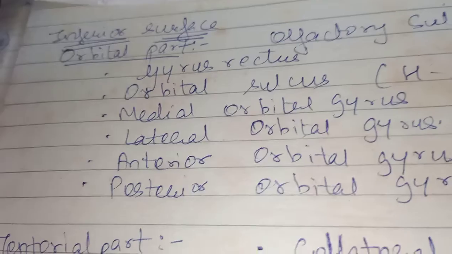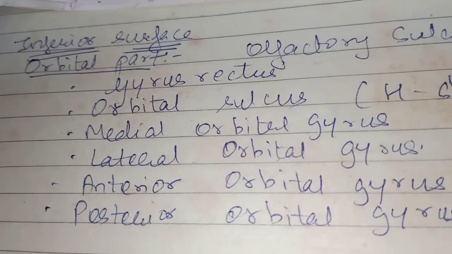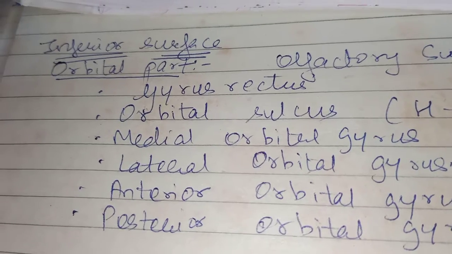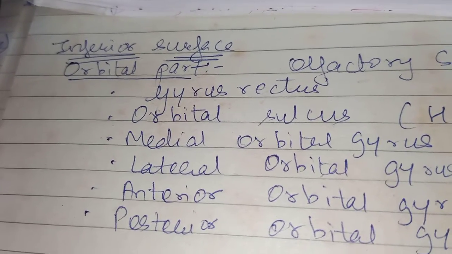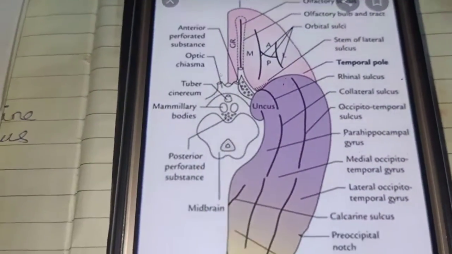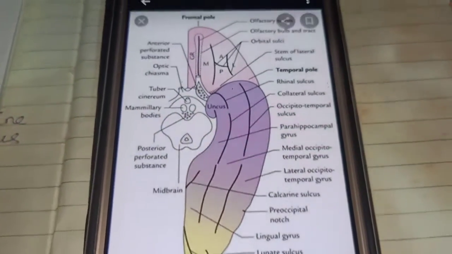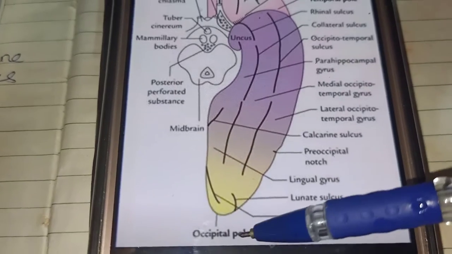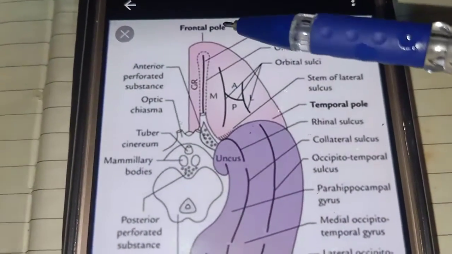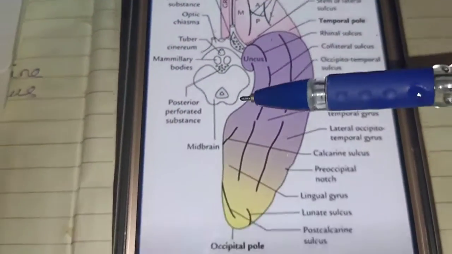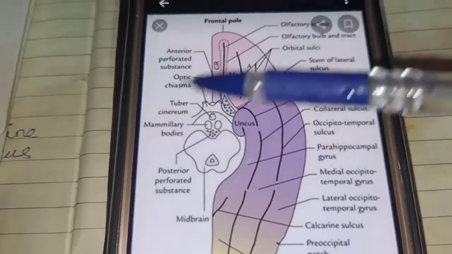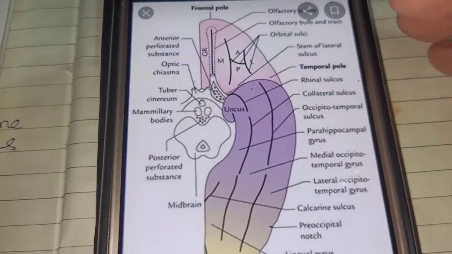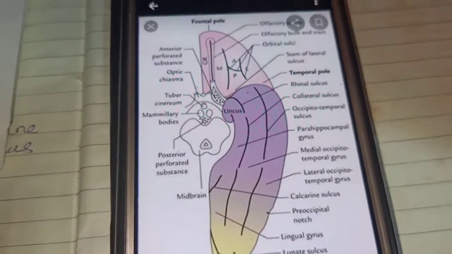So this is the inferior surface, and there are sulci and gyri present on it. Now this is the view of the inferior surface. This is the frontal pole and this is the occipital pole. There are three poles: the frontal pole, the occipital pole and the temporal pole. This is just one half of the inferior surface of the cerebrum.